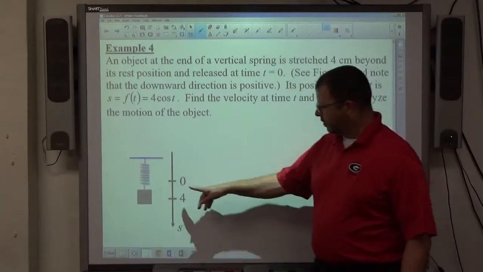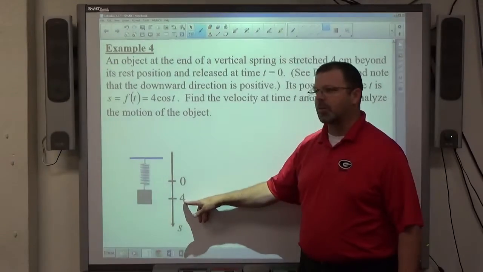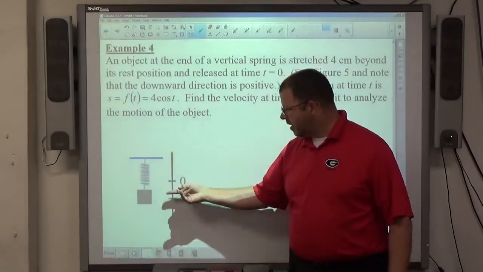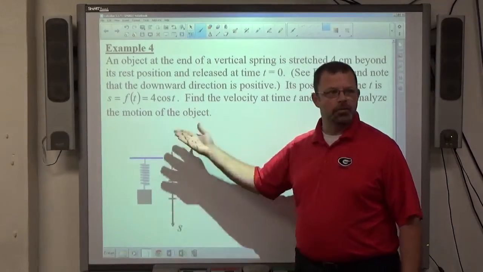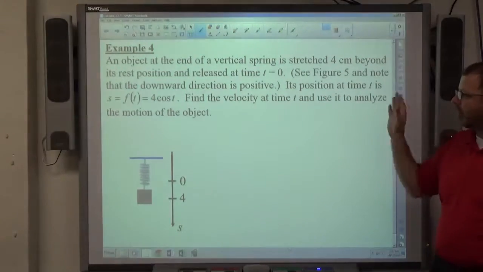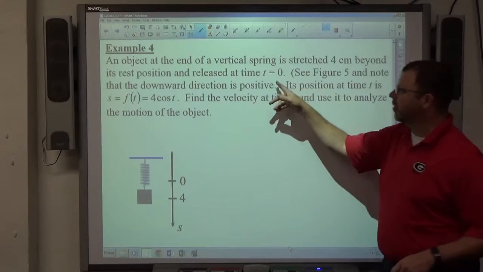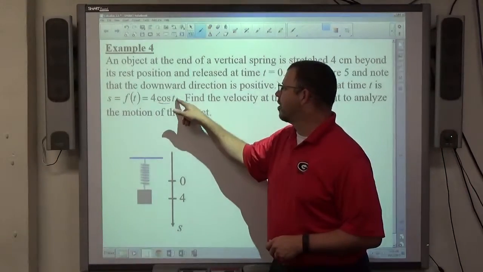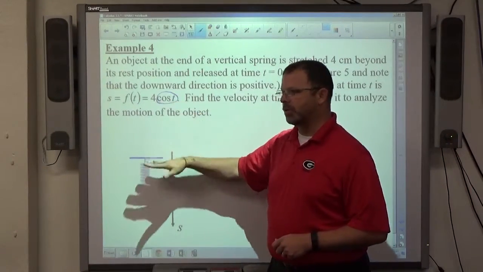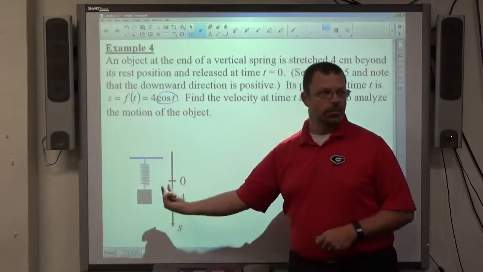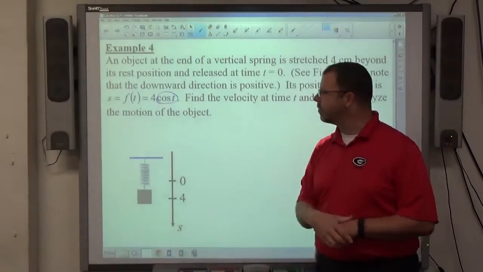As you can see, this is marked 0. That's marked positive 4. So downward is positive. Above 0 would be negative 4. So it's kind of a weird scenario here, but that's how it's set up. Its position at time t is s equals f of t equals 4 cosine of t. So let's just imagine t equals 0. Remember from trigonometry, cosine of 0 is equal to 1. 4 times 1 is 4. So its initial position is right there at 4 below 0.